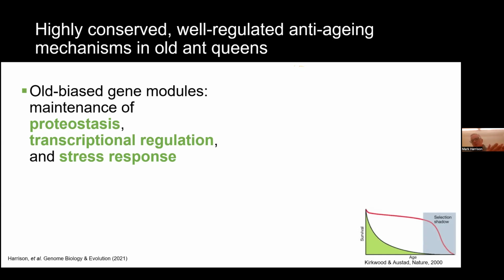So any gene which is important for survival at old age would not be efficiently selected upon, especially compared to genes which are important for survival at young age. So that's the brief description of what the selection shadow means. And the red line here shows a typical survival curve in captivity or in protected conditions. So I wanted to test whether we would find a selection shadow in the ant queens. And first of all, I want to do this with dN/dS.